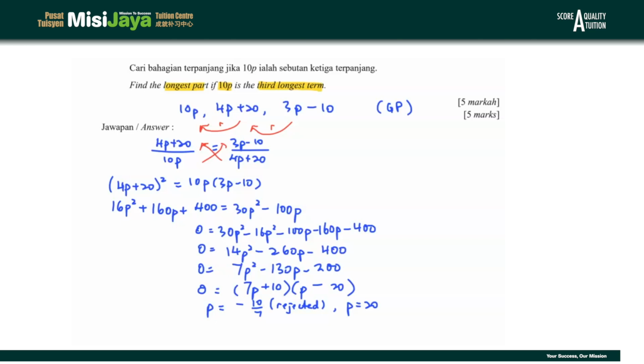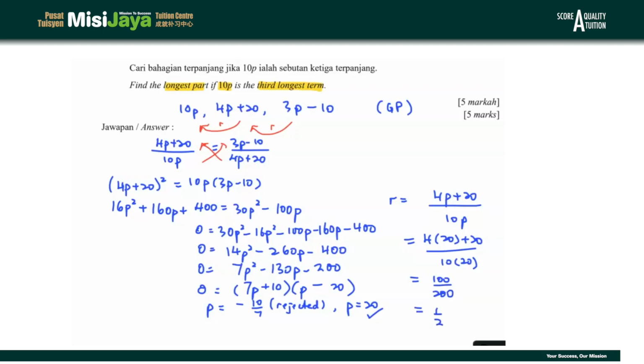Next we're going to find our common ratio, r. How to find our r? I'm going to use the second term divided by the first term. So our r is 4p plus 20 over 10p. Since we already got p equals 20 just now, I'm going to substitute inside here. So it will be 4 times 20, 80 plus 20 is 100, and this is 10 times 20, which is 200. So it will be 1 over 2.